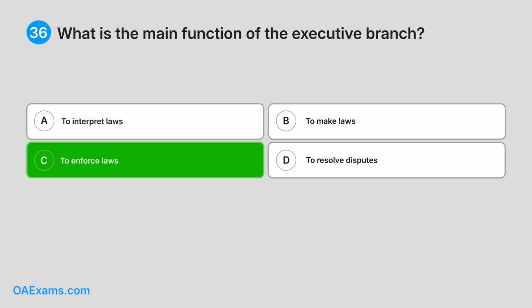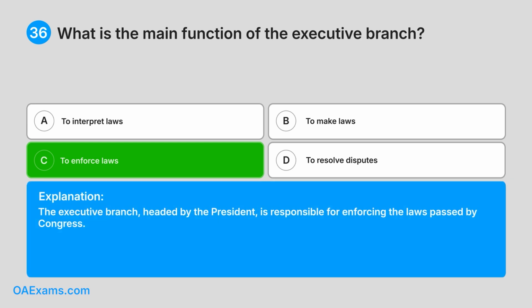Correct answer: C. To enforce laws. Explanation: The executive branch, headed by the President, is responsible for enforcing the laws passed by Congress.